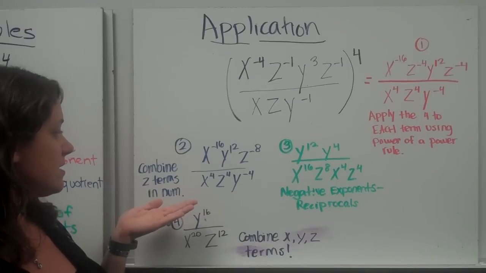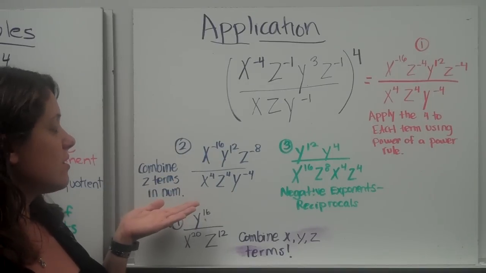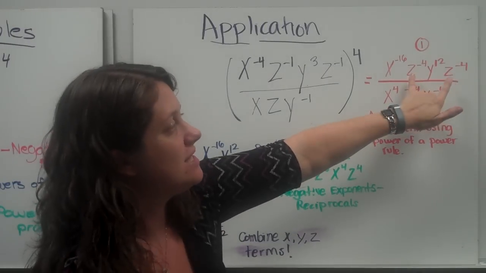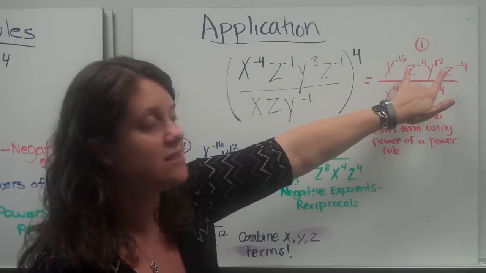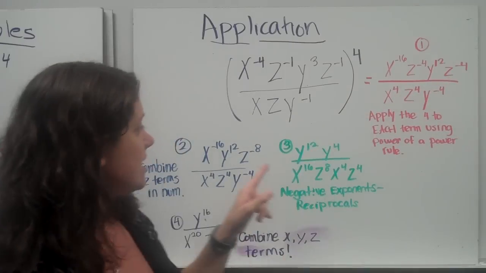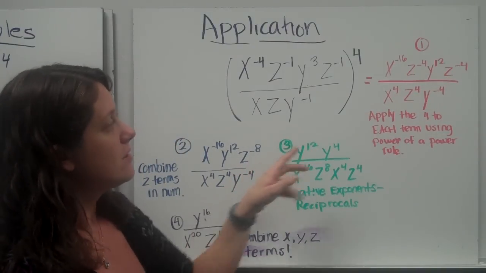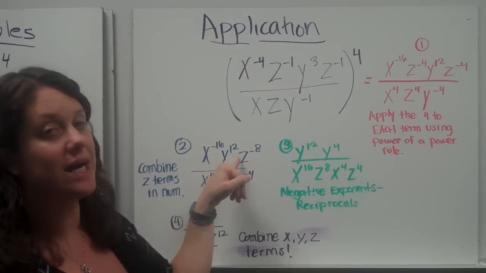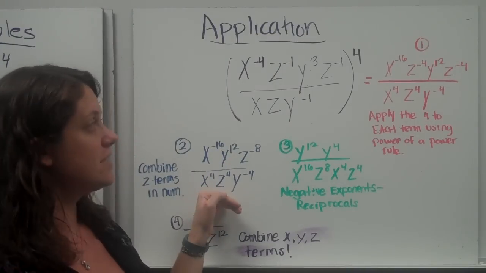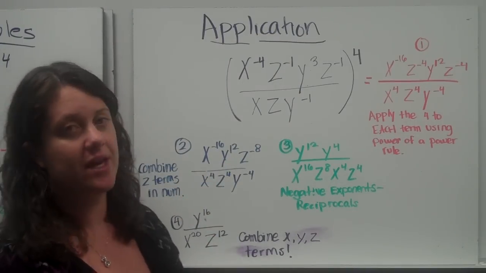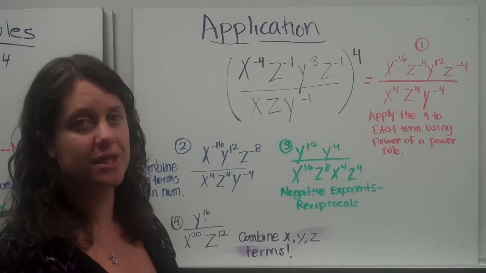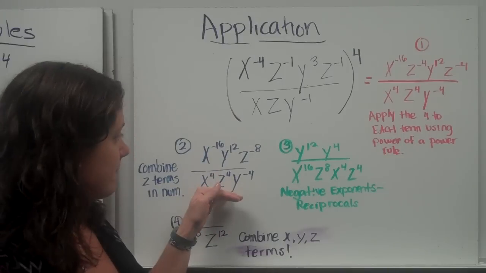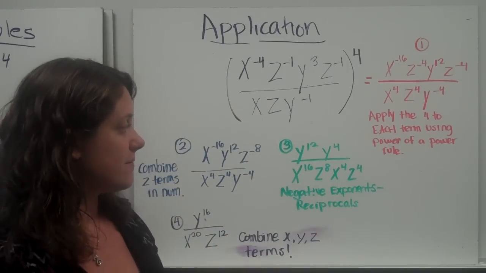Combine the 2 terms in the numerator, okay? So combine anything that can be combined. So up here, I had these 2 z's, and they were matching bases, so I could combine them. I combined them together to make z to the 8th. Nothing else was the same, so I left my x to the negative 16th, y to the 12th. At the denominator, I didn't have anything I can combine. So I just combined the 2 terms I could, which were the z's, because they had the same base. All right. Then I move on to 3.